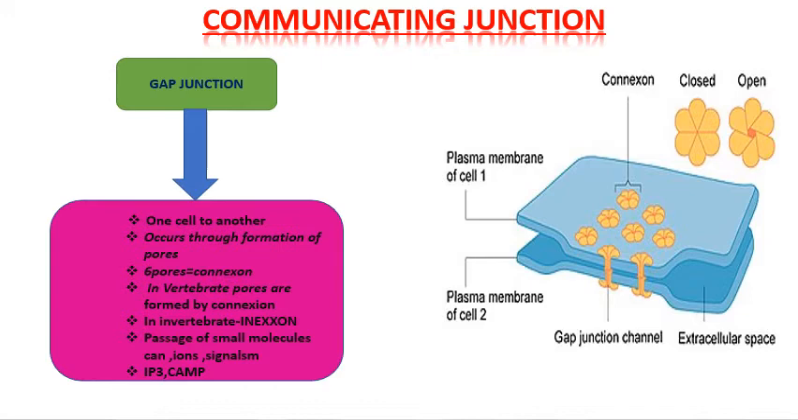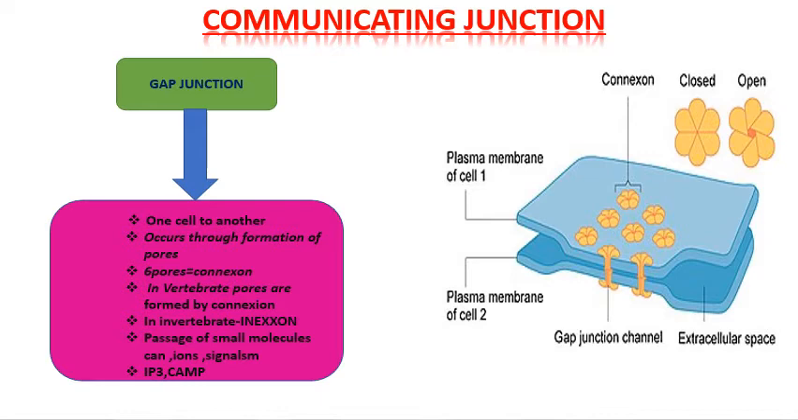All of these help in the transfer of certain materials from one cell to another, like small ions can pass from one cell to another, and also secondary metabolites like cyclic messengers can pass through the gap junction, but it is difficult for macromolecules to pass through this gap junction from one cell to another cell.